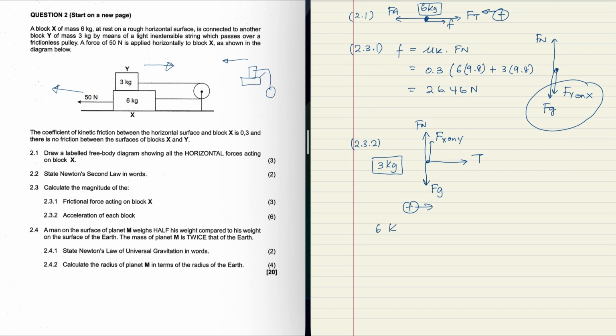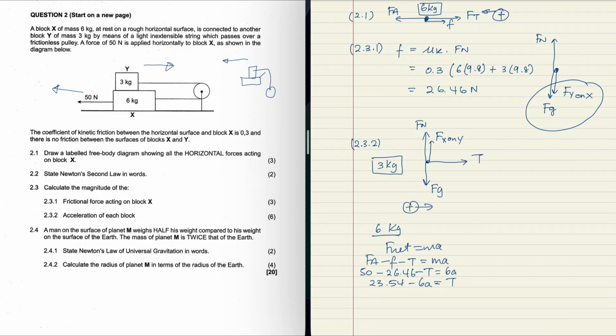So for the 6 kilogram, I'm going to have F net equal MA. So I'm going to have FA minus friction minus tension equals MA. The force applied was 50 newtons minus the friction 26.46 minus tension is equal to 6A. Let's simplify a bit. We are going to get 50 minus 26.46 is 23.54. So 23.54 minus 6A equals T.